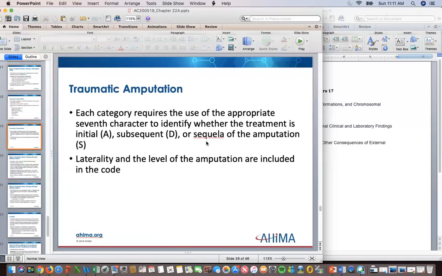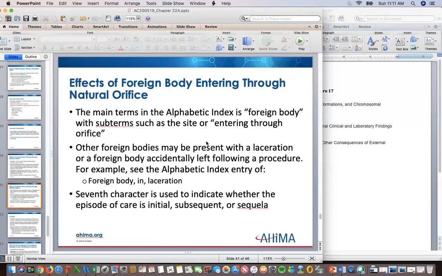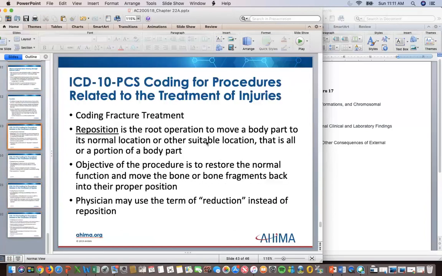Traumatic amputation, effects of a foreign body entering through a natural orifice. Again, make sure that you are familiar with that. You're still using those initial characters and that 7th character. They talk a lot about procedure coding related to the treatment of injuries.